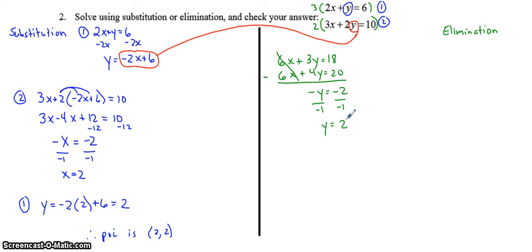Now what we can do is substitute that into either equation 1 or equation 2 and solve for the x. So instead of y, we're going to write 2. Subtract 2 from both sides. And then divide both sides by 2. So there's your point of intersection.